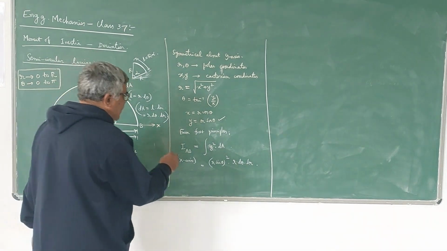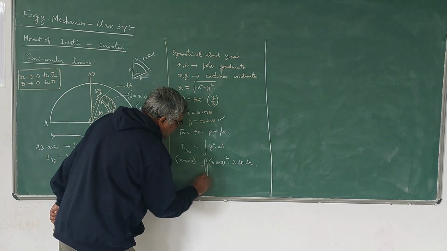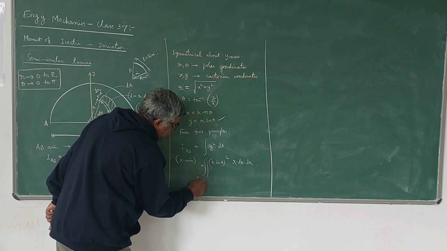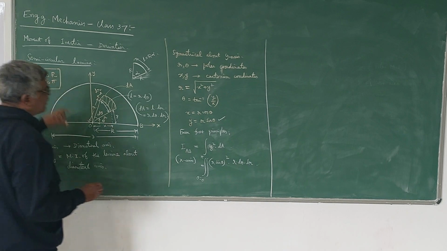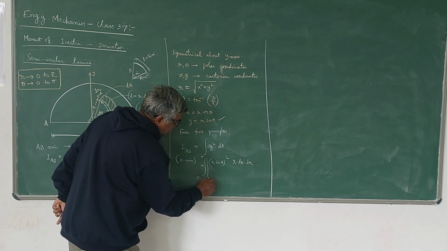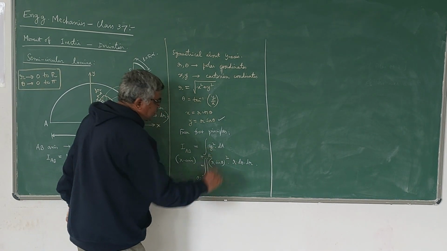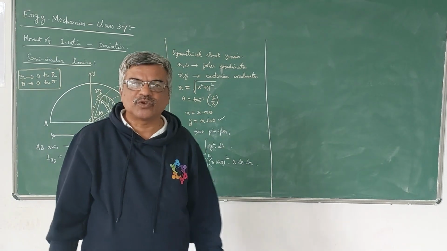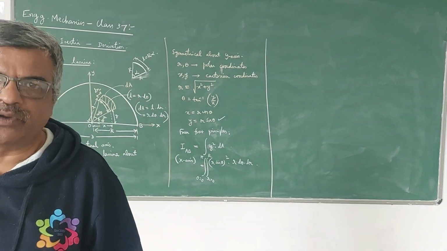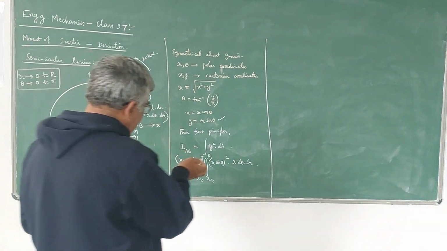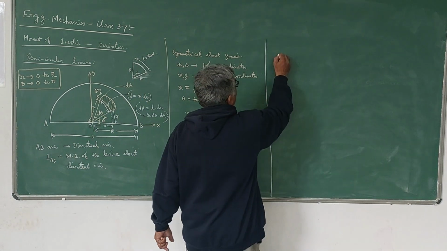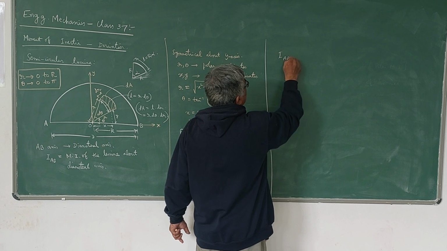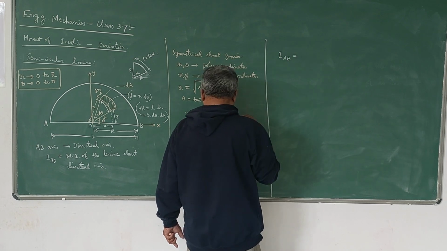So the single integral will be converted to a double integral. Theta goes from 0 to pi, and r can vary from 0 to capital R. These are the limits of integration. Now we have to integrate this twice, once with respect to r, then with respect to theta. Because this is an explicit function, both the terms can be separated.